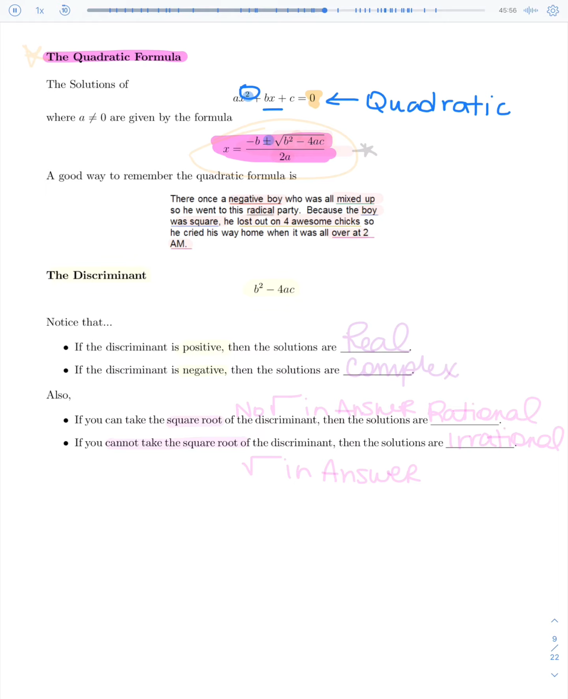Or you can do something like a story, like there once was a negative boy, that's why you get the negative b, who was all mixed up, that's your plus or minus. So he went to a radical party, that's the square root. But because the boy, that's your b, was squared, he lost, that's your minus, out on 4 awesome chicks, that's your 4ac. He cried his way home when it was all over, that's your fraction, at 2 a.m., that's your 2a. That's another way of keeping this as a way to remember it. It's really up to you.